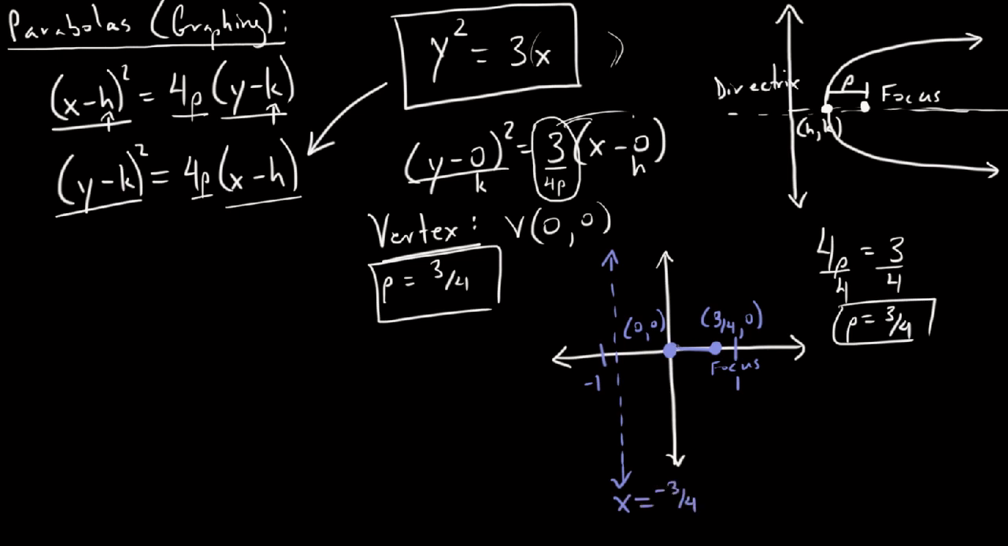Now that we have these things sketched in, we can draw on this locus of points right here. Here is our parabola, and why not, let's label it: this is y squared equal to 3x. Okay, so hopefully that helps.